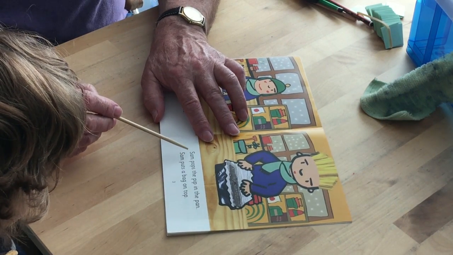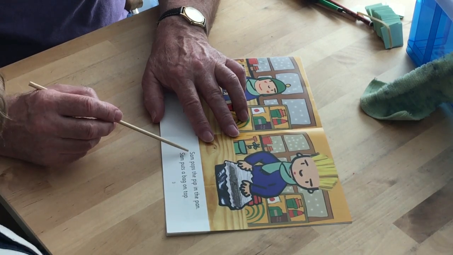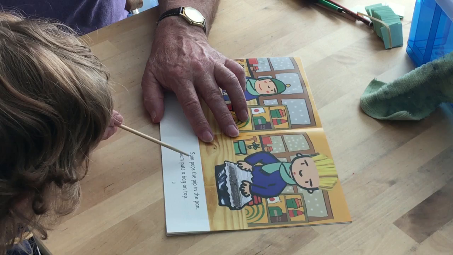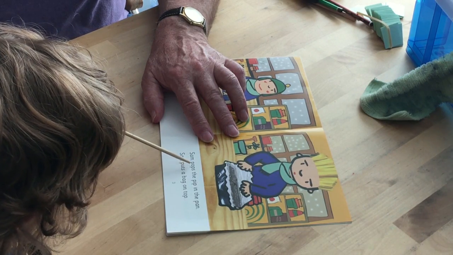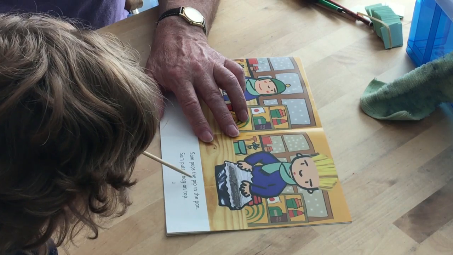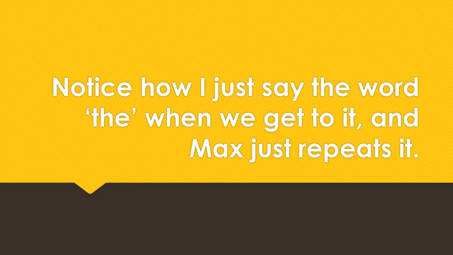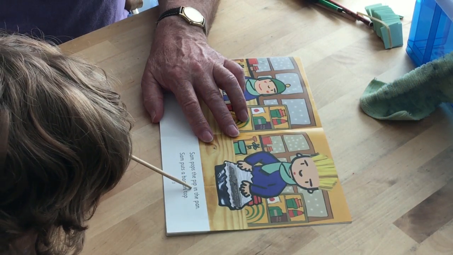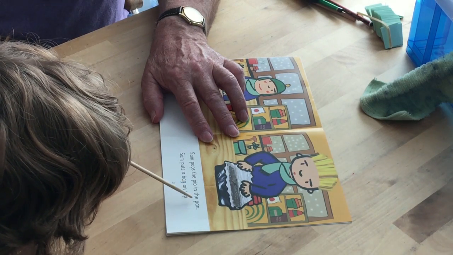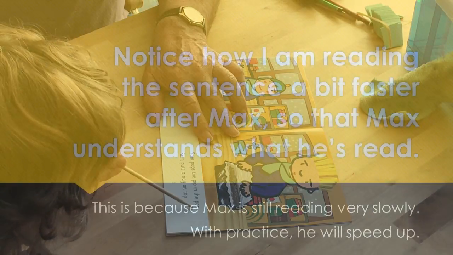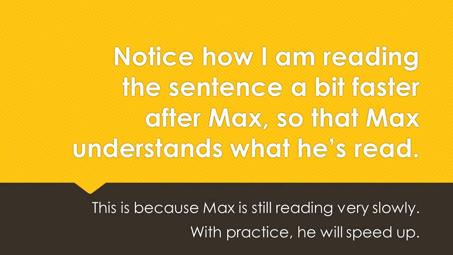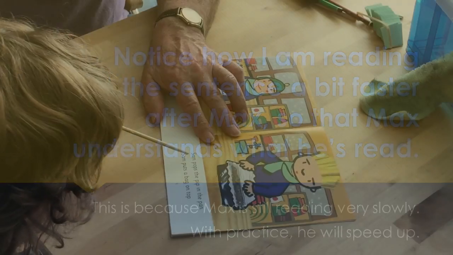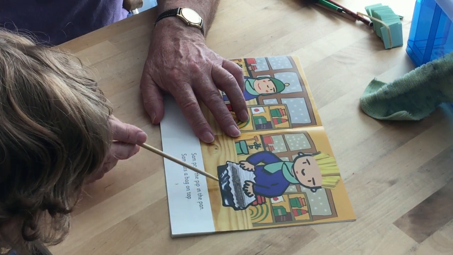Now I want you to read this bit, but I want you to say the sounds and read each word. Sam pops the pip in the pan. Good. Sam pops the pip in the pan.